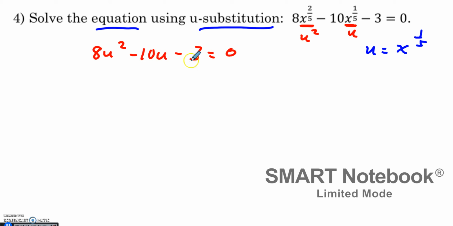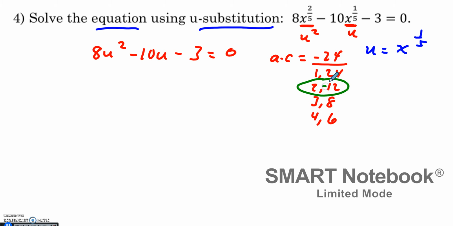And if we'd like to factor this, we do not have a lead coefficient of 1, which means that we have to use split the middle term. Or you could guess and check. I know some of you prefer that. So you would take a times c and get negative 24. Figure out what pair of numbers multiply to be negative 24 and add to be negative 10. So we have 1 and 24, 2 times 12, 3 times 8, 4 times 6. So the option that's going to work is 2 and negative 12 if 12 is negative.